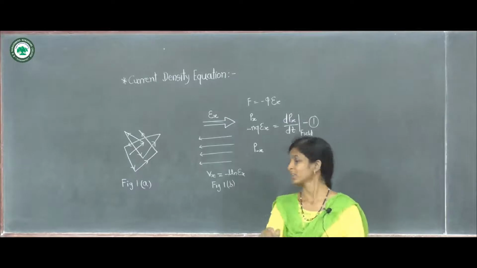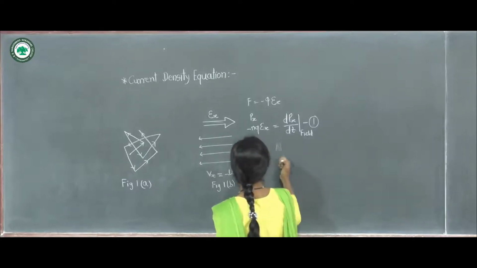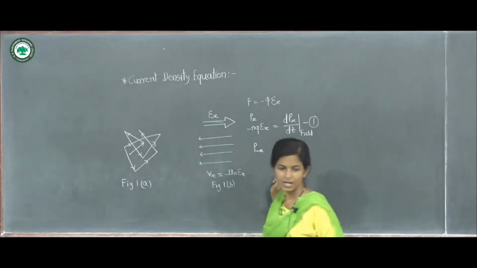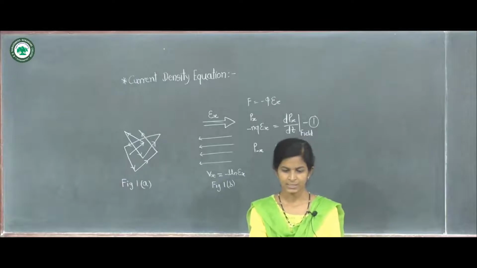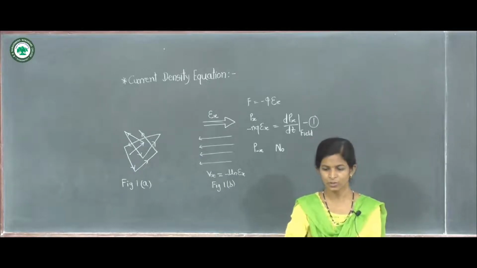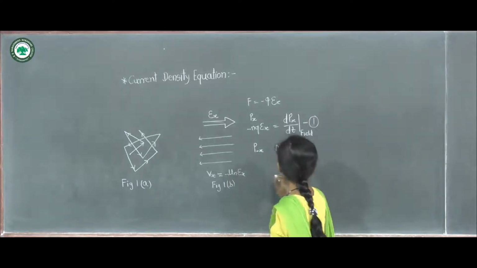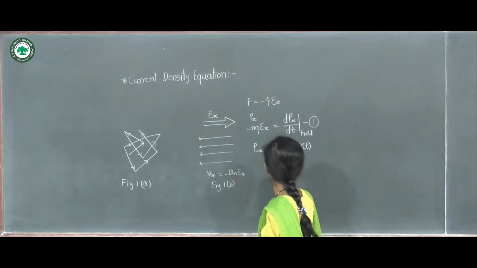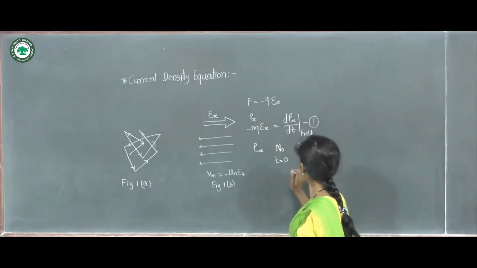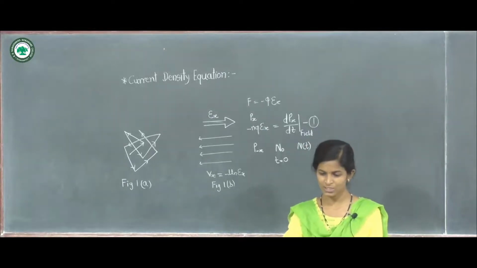So let us consider a group of n0 number of electrons initially. So after time t, the number of electrons which undergo collision is given by n of t. So at time t equal to 0, there will be n0 number of electrons, and after time t, n of t will be the number of electrons which undergo the collision process.